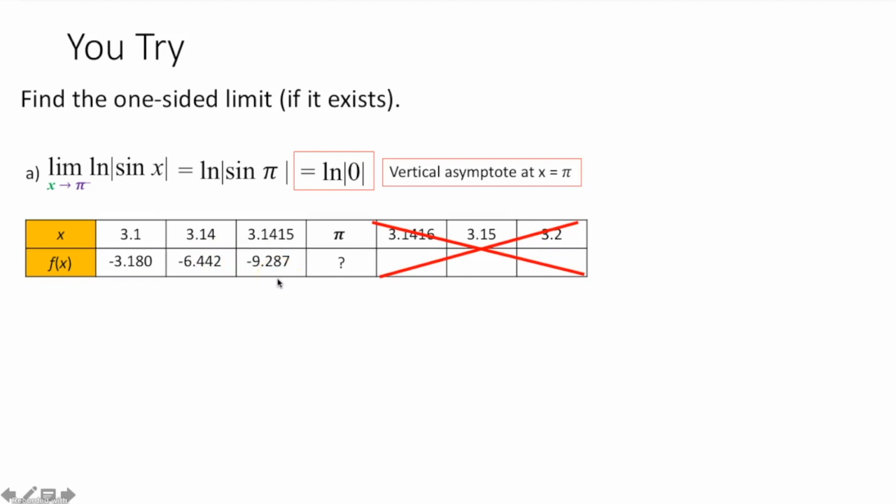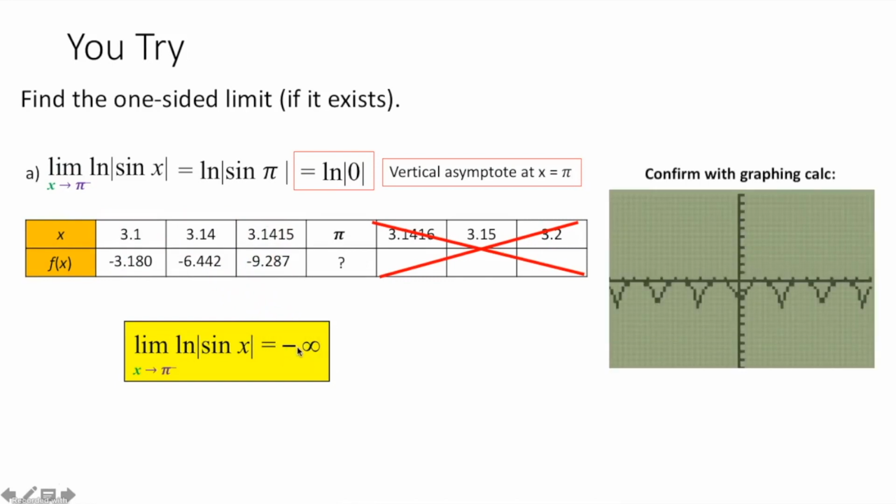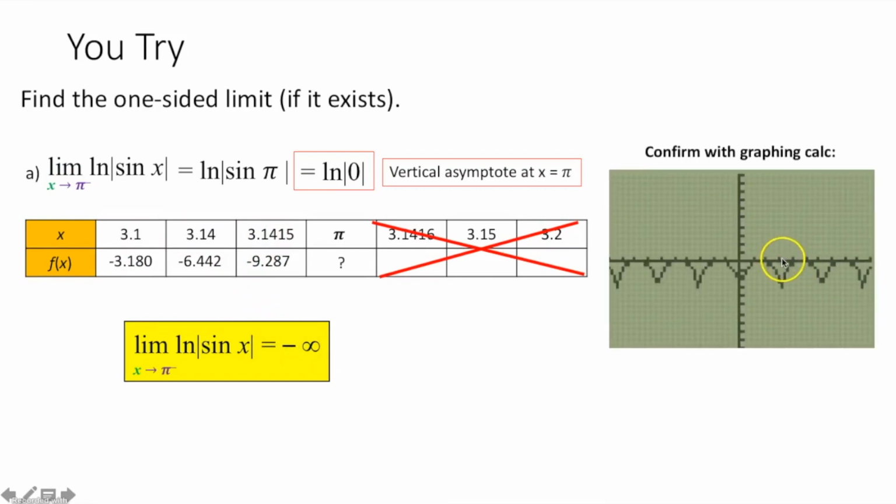Because of that, we can say that the limit as x approaches pi from the left is going to equal negative infinity. We can confirm this with our graphing calculator. You can see somewhere around 3.14159265, our pi value, our function, as we approach from the left, is going to go toward negative infinity. Therefore, the limit as x approaches pi from the left of our function is equal to negative infinity. And you're done.